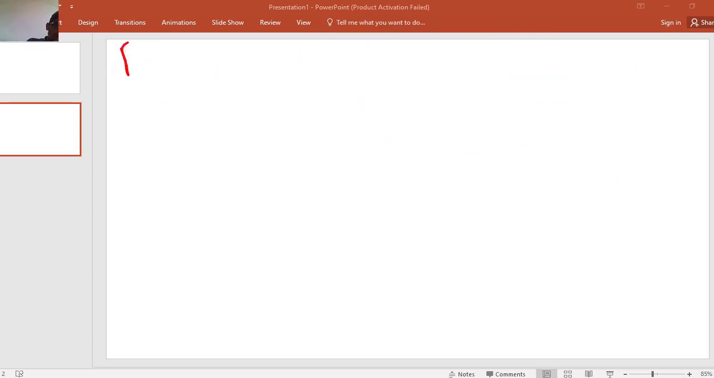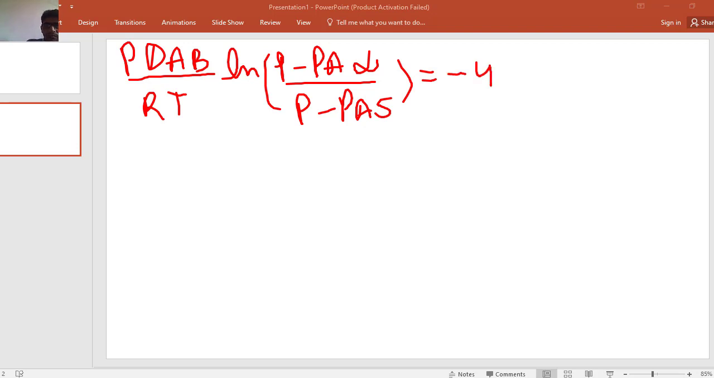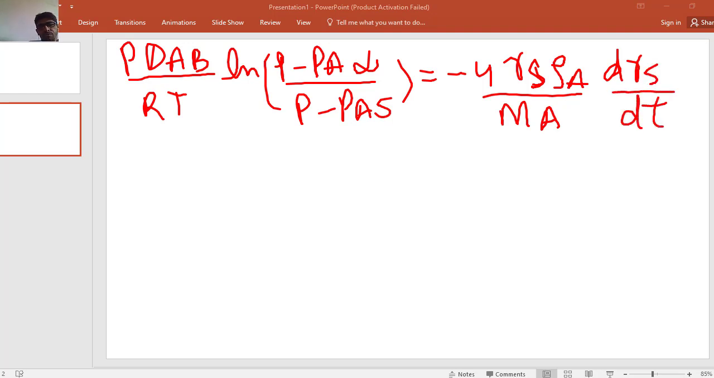So the final equation is P dAB divided by RT ln P minus PA infinity, P minus PA S is equal to minus 4 RS rho A molecular mass of A dRs divided by dt. So this is the final equation.